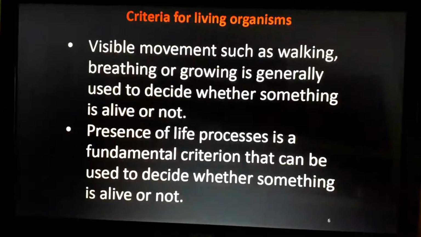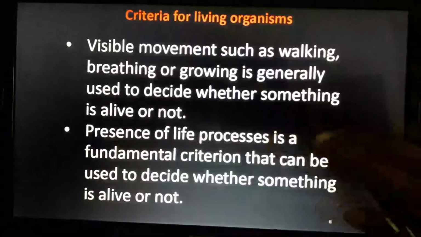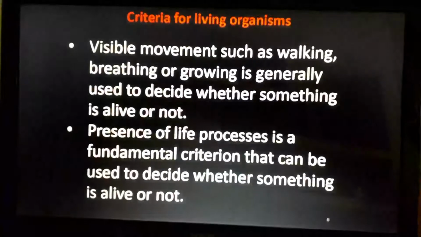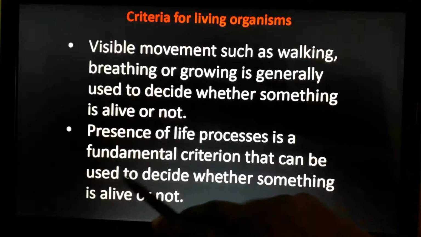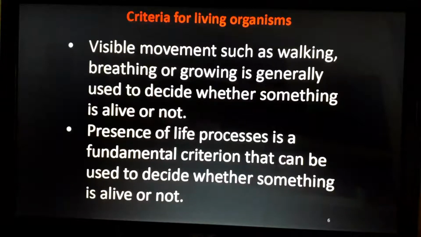So what are the criteria, how can we define that an organism is alive? Visible movements such as walking, breathing or growing are generally used to decide whether something is alive or not. It's a common thing. If somebody is running or walking, we can say that he or she is alive. It's common sense. The presence of life processes is a fundamental criterion that can be used to decide whether something is alive or not. For example, respiration: the first step is breathing oxygen through our nose or mouth. If we are breathing, we can say that we are alive.